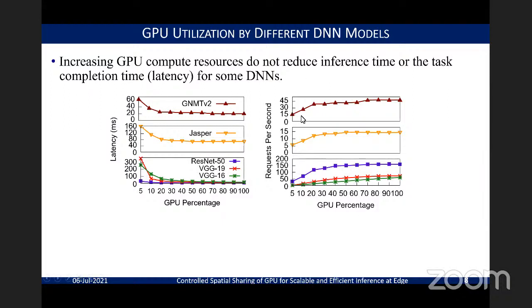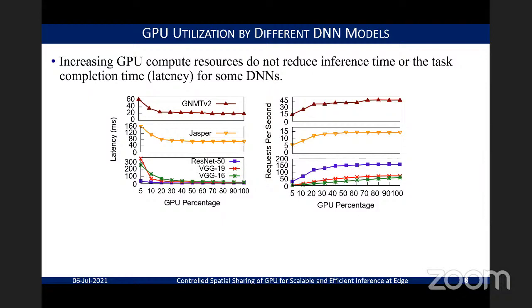Okay, so we considered three different models here. ResNet, VGG 19 and VGG 16 are image-based inference DNN models. Jasper is an audio-based model, while GNMT is Google's translation model, a text NLP-based model. We use these three different categories to see how they behave for audio, video, and image inferencing services.